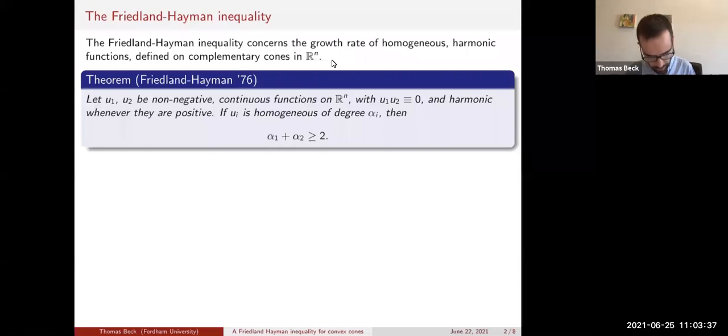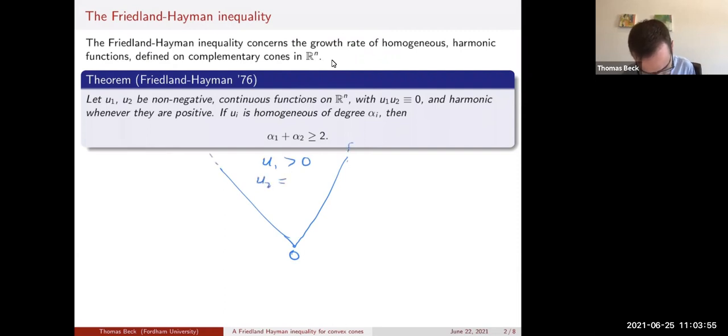So in the two-dimensional picture, we have two cones centered at the origin, and then we have two functions, u1 and u2. So u1 is strictly positive inside the cone, where u2 is identically equal to 0. And then in the complementary cone, we have the opposite situation, where u1 is identically 0 and u2 is strictly positive. And since we're requiring that u1 and u2 are homogeneous harmonic functions of positive degree, then up to multiples, there's a unique such function, u1 and u2, with respect to these cones.